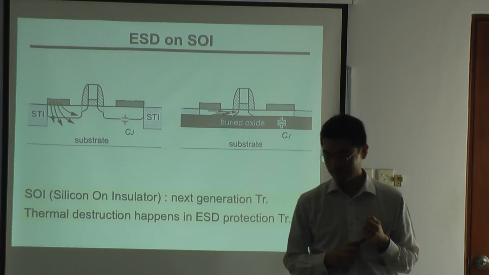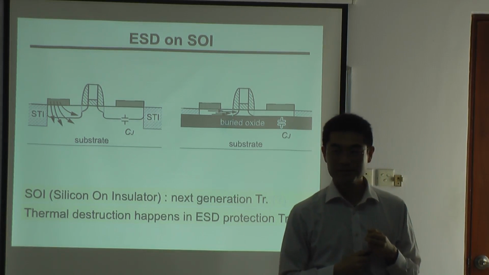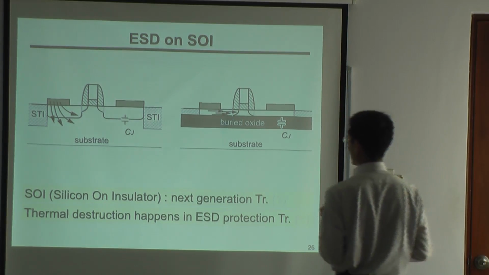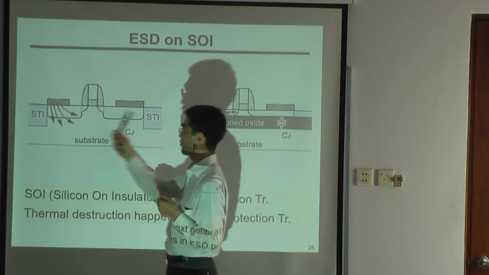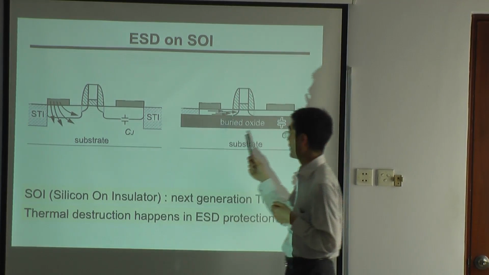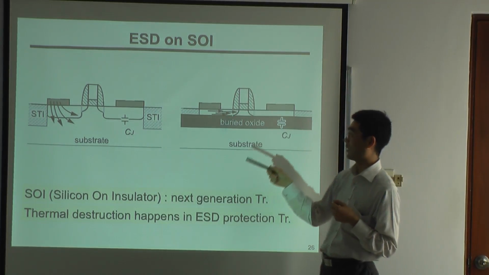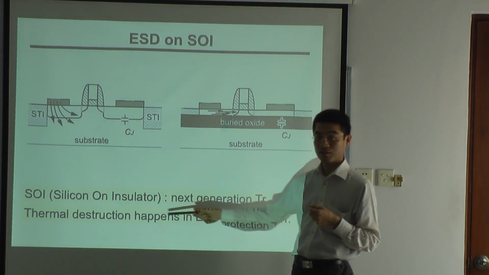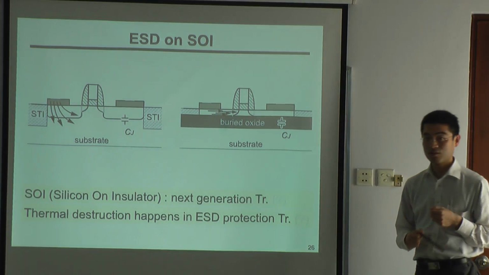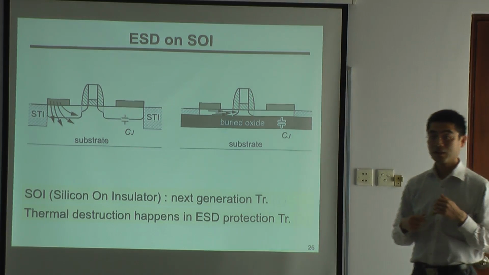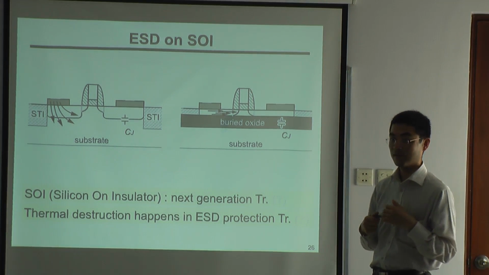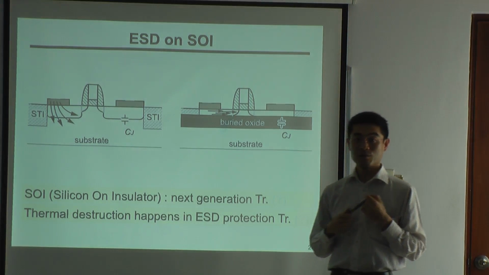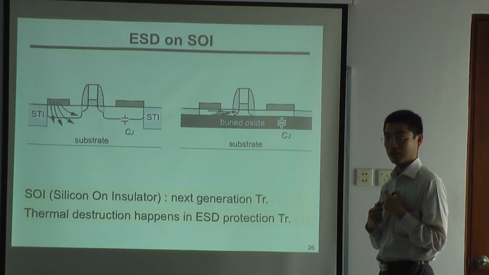SOI, how do people design SOI? This is a cross section of normal transistors, and this is a cross section of SOI, which is silicon on insulator, and it is called a next generation transistor. So ST Micron commercialized an SOI process for 28 nanometer.